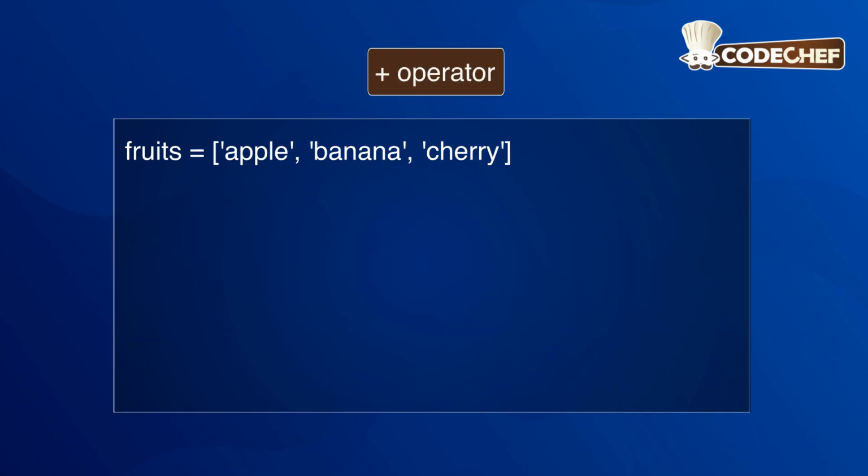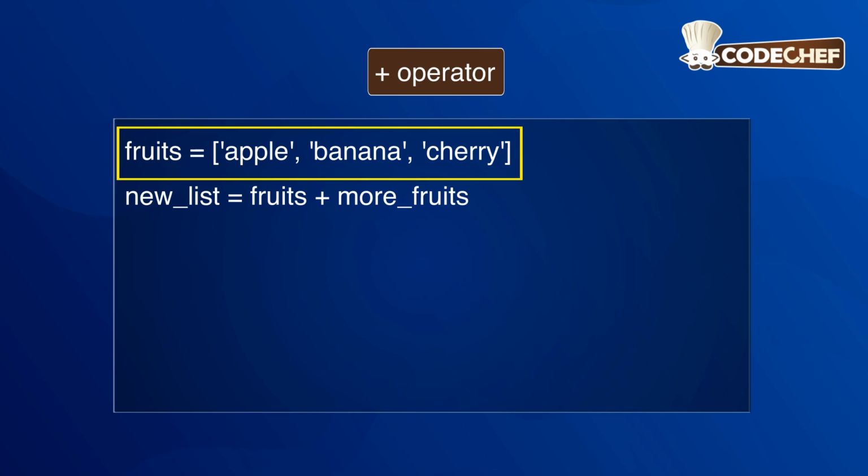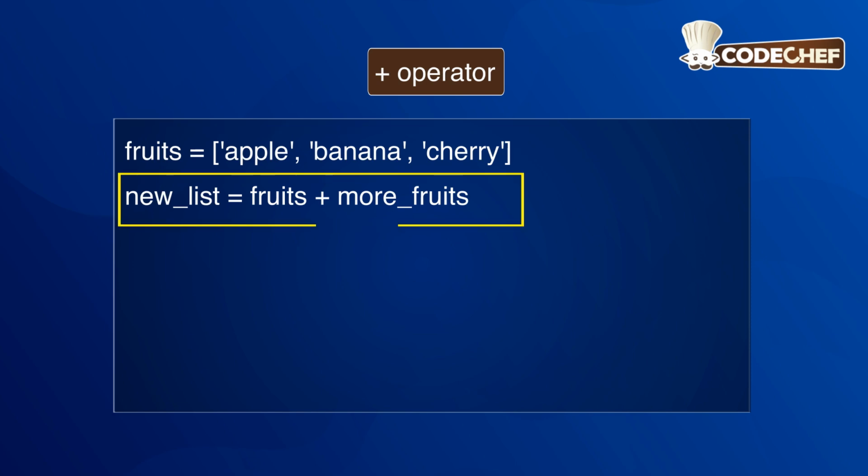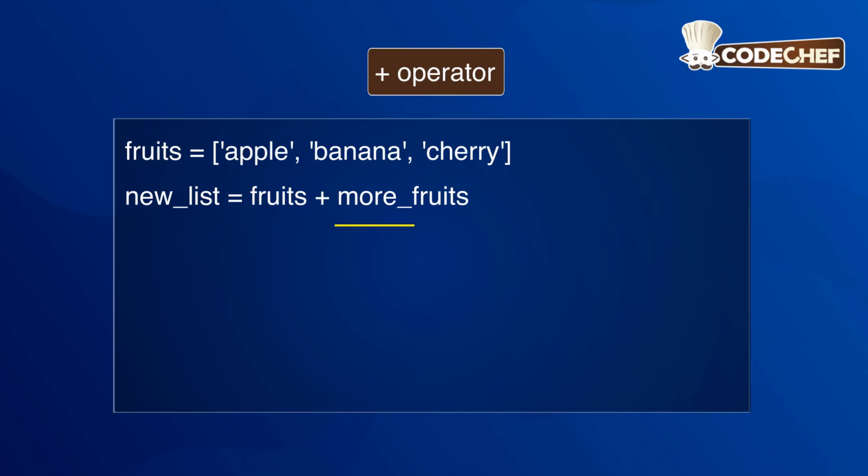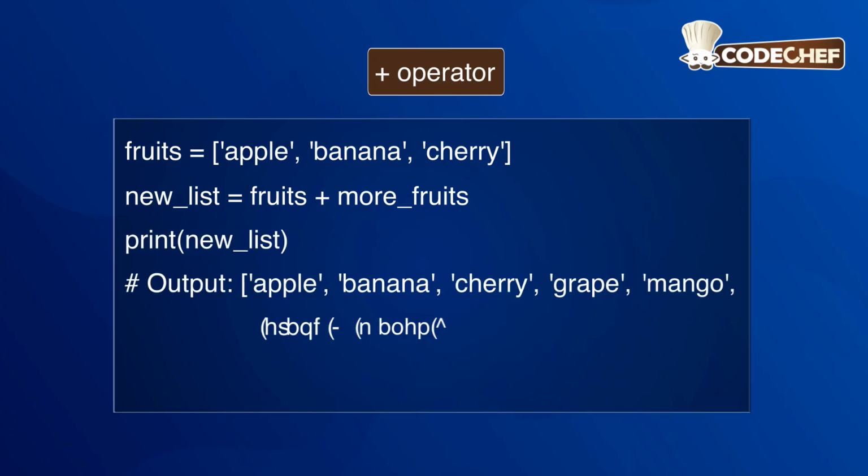The plus operator is used to concatenate two or more lists. It returns a new list containing all the items from the original lists. It does not modify the original lists. While .extend adds items to an existing list, the plus operator creates a brand new list by combining the items from the lists you provide. In this example, fruits + more_fruits combines the two lists into a single new list, which we then store in the new_list variable. Notice that the original fruits and more_fruits lists are not changed.